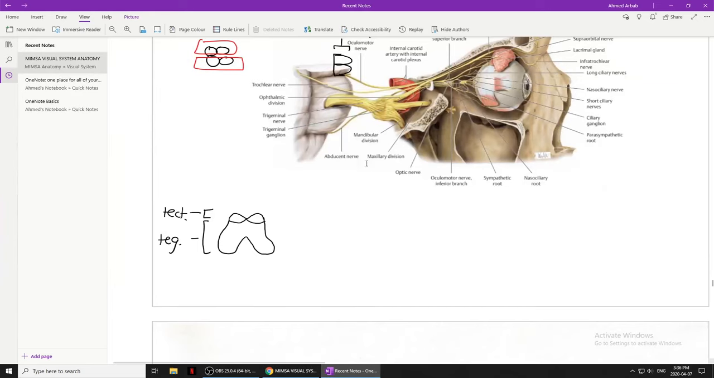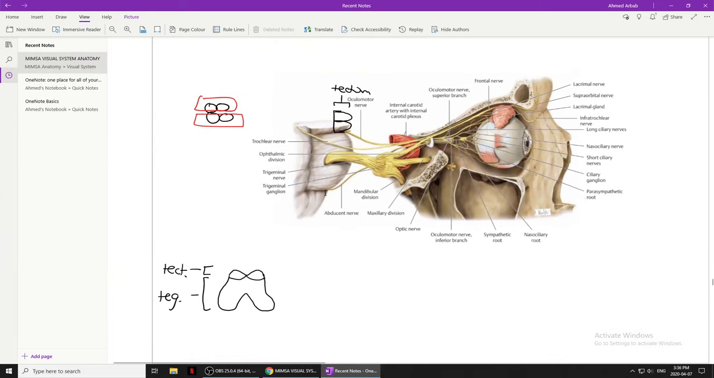Nuclei in terms of cranial nerves are just a group of cell bodies of neurons where the neurons of that nerve originate. In this case, the neurons of the oculomotor nerve originate in the brainstem, specifically in the midbrain. Just imagine that in this region the nuclei of the oculomotor nerve are located, and from this region they move outwards to the front of the midbrain, and then they follow this pathway right here, because that is the oculomotor nerve.